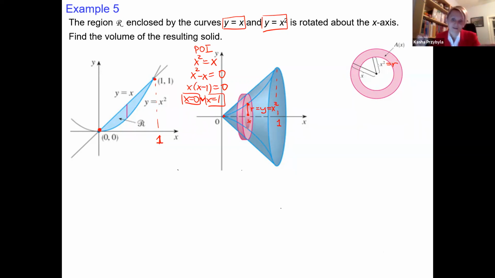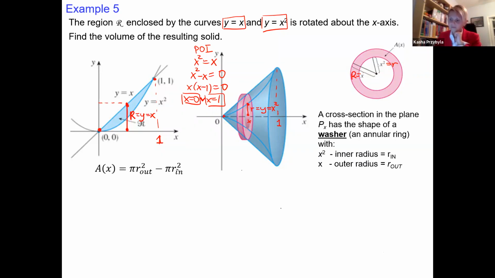And respectively, the outer radius, maybe I can draw it here. This will be the outer radius. It is y, but a different y. It's actually the line x. That means the formula is x, and this is the outer. Again, the challenge is to identify the inner and outer radius properly.